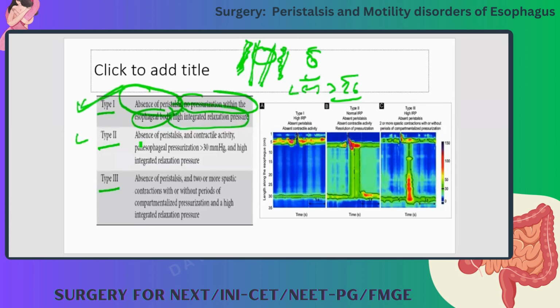And in type 2, there will be absence of peristalsis, but the pressures in the esophagus are very high. Because of the anatomy, the pressures are very high, more than 30. Pan-esophageal pressurization of more than 30. And the same high integrated relaxation pressure. High pressures are in the esophageal sphincter. This is the same for both. The only difference is there is no pressure in the esophageal body here, and there is high pressure in the esophageal body in type 2.